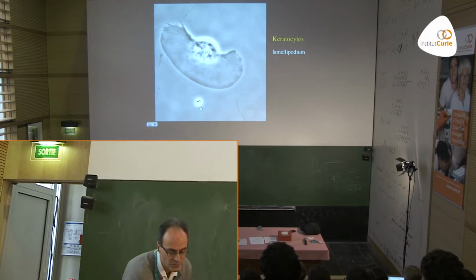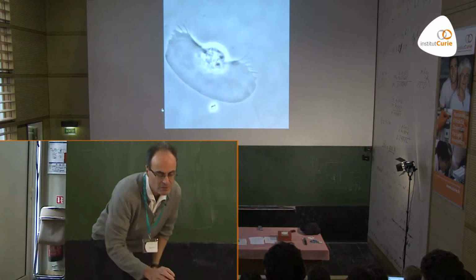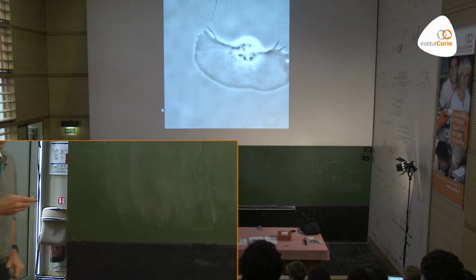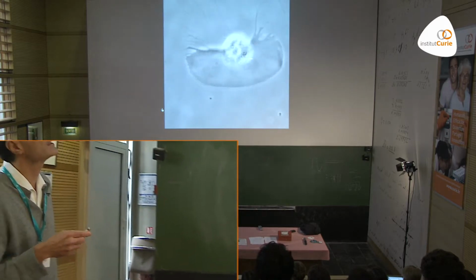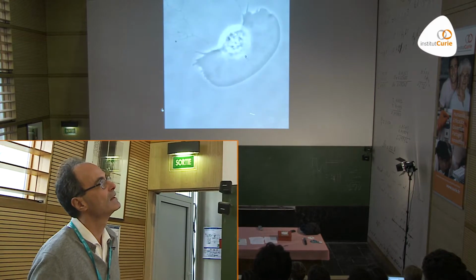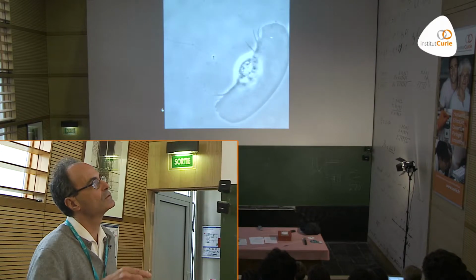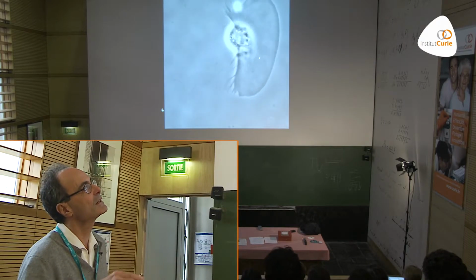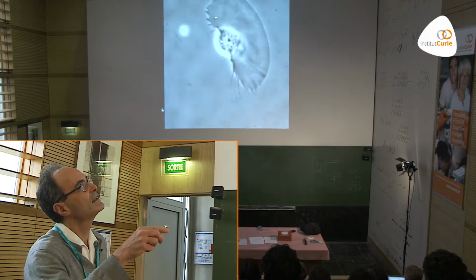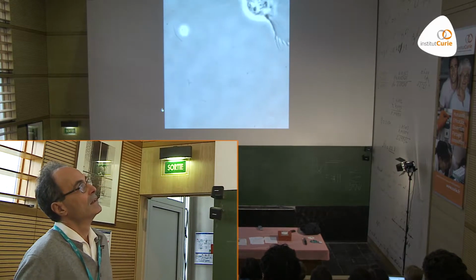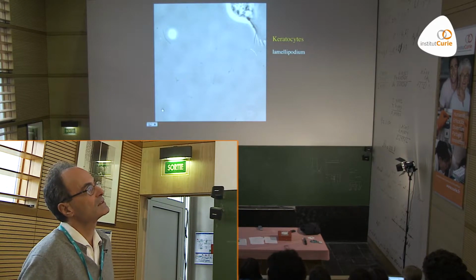Okay. I just want to remind you about single cell motion. First of all, this is a keratocyte, some kind of epithelial cell that moves. It has this big lamellipodium that is useful to propel the cell everywhere. You see that it moves quite nicely with this. So that's a keratocyte with a lamellipodium.